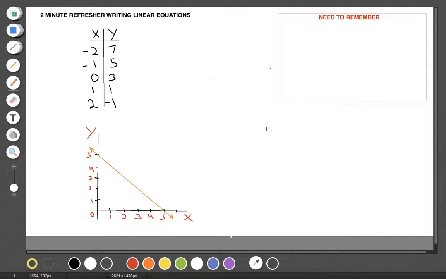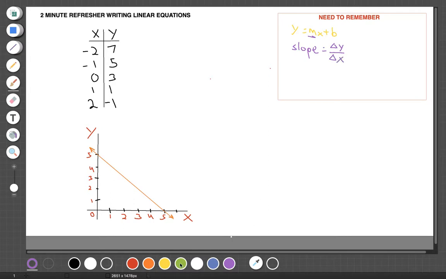All right, here's your 2-minute refresher for writing linear equations. What do we need to remember? Well, what we need to remember first, always with writing an equation, is what is the equation? So y equals mx plus b. Okay, and what we need to remember from this is what does my m stand for and what does my b stand for? Well, the m, that is our slope, okay? And really, we just need to remember it as our change in y over change in x.